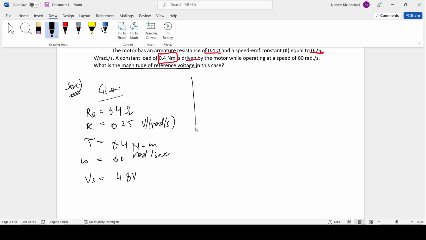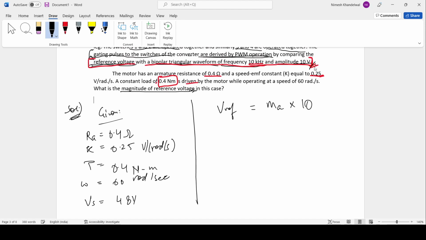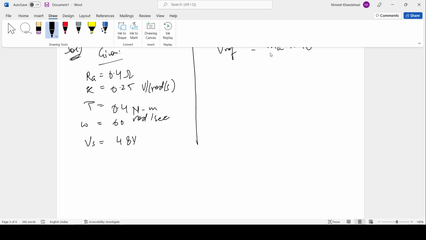So essentially what we need is the magnitude of reference voltage. Okay, and how much is the reference voltage? It is equal to the duty cycle, or you can call it the modulation index, multiplied by the peak value of the reference signal. And the peak value of the reference signal, or the amplitude, is given to us as 10 volts, right? So we just need to calculate the modulation index.